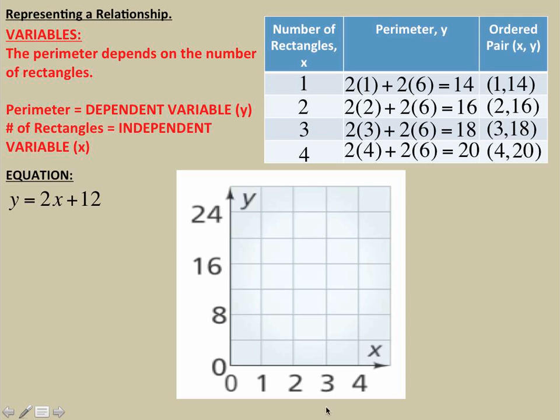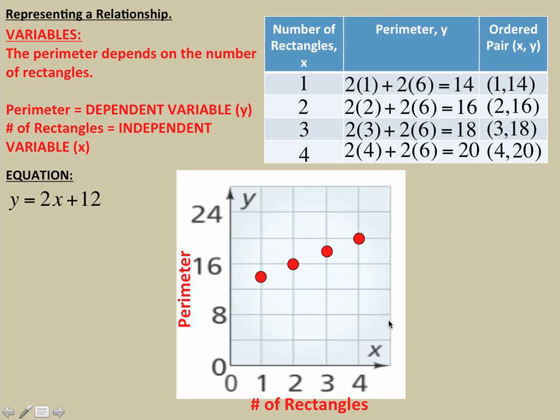It'll help us. So on the bottom was the number of rectangles, and on the left side is the perimeter. X's, Y's. So now you just need your points. 1, 14. So 1 rectangle, 14. Remember, this is 12. So 14 would be in the middle right there. 2, 16. Right there. 3, 18. 3 rectangles. 18 would be right there. And then 4, 20. Well, 20 is right here.